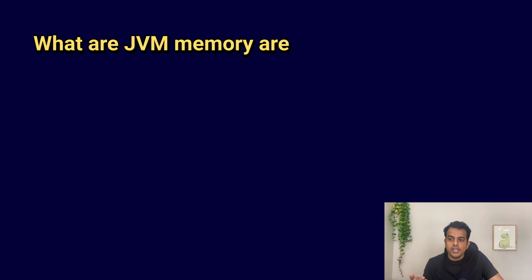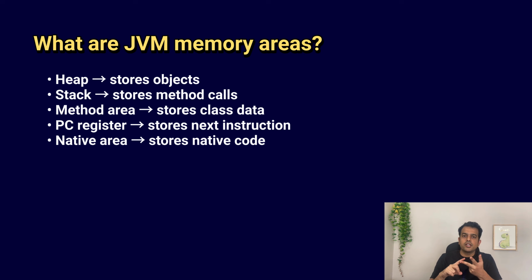Then we have a question: what are the JVM memory areas? There are multiple JVM areas available. One is heap and stack. Heap stores objects and stack stores method calls. Then there are other areas as well, like PC register, method area, and native area. The native area is used to store native code, and the PC register is used to store the next instruction. Then I forgot about the method area, which is used to store class data. Every area has its own specific use case.